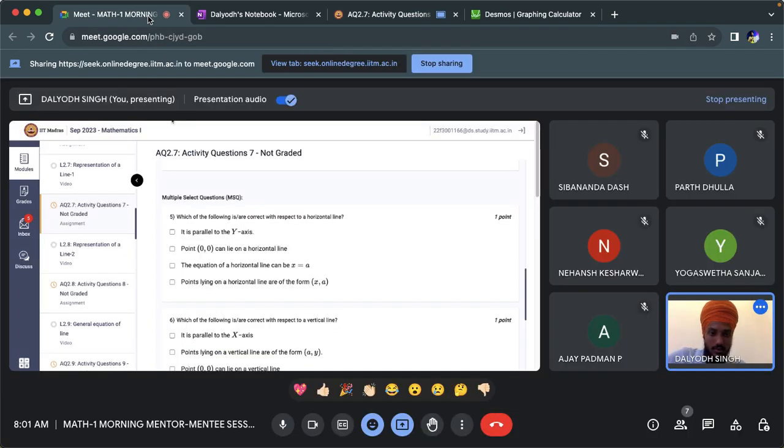Are you able to see the screen? Yeah, the screen is visible. Okay.